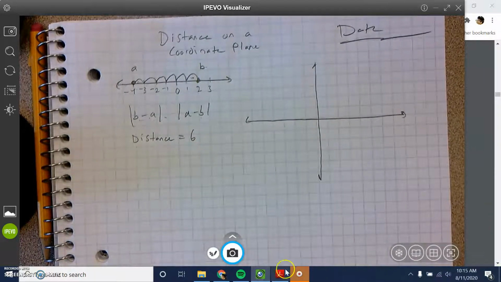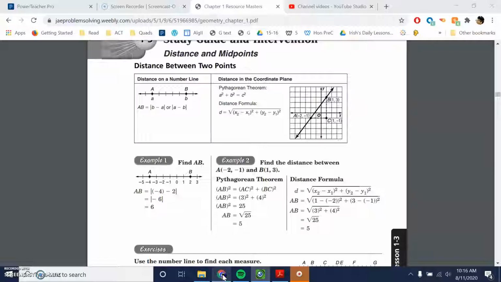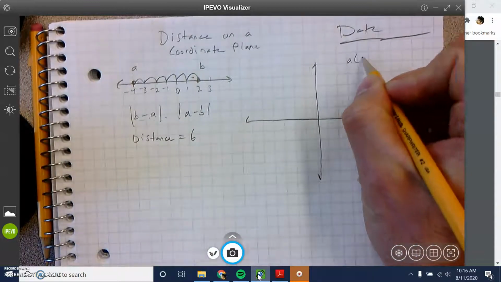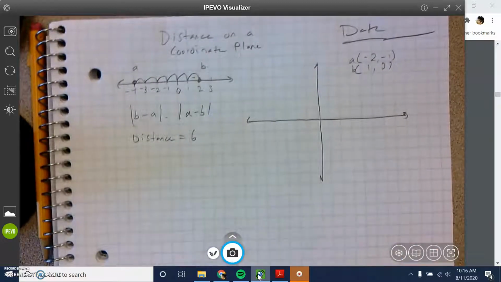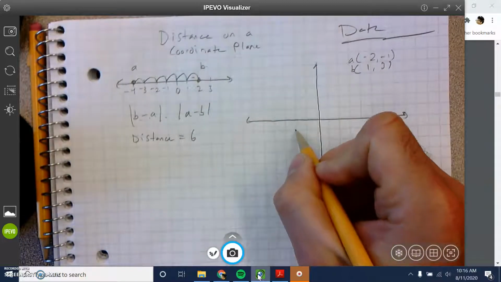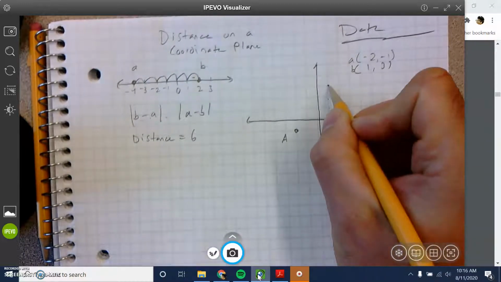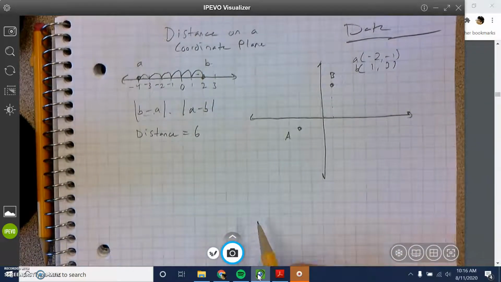Okay. Now, what happens if you have this now? So draw a coordinate plane like this. Now, let's look back at our problem. So we have -2 and -1, and then 1 and 3. What's the distance between those points? So A is -2, -1, and B is 1, 3. Okay, so let's plot these right here. So -2, -1, bam, that's A. And then B is 1, 1, 2, 3. Here's B right here.